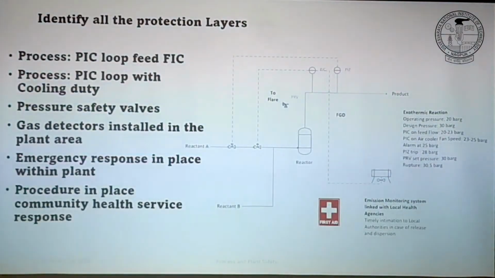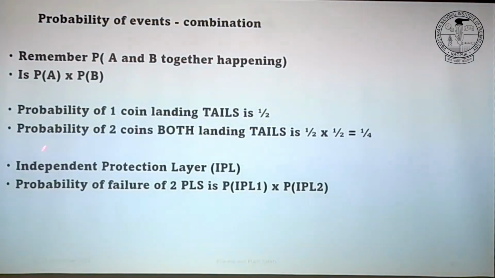And yeah, so probably you remember this from your high school. Probability of A happening and B happening, and A and B together happening is PA times PB, right? Even simpler form, if you spin a coin, it lands in tail, probability is 1 in 2, right? And if you spin 2 coins and they both land in tail, probability is 1 in 4. So PA times PB, that's your combination.